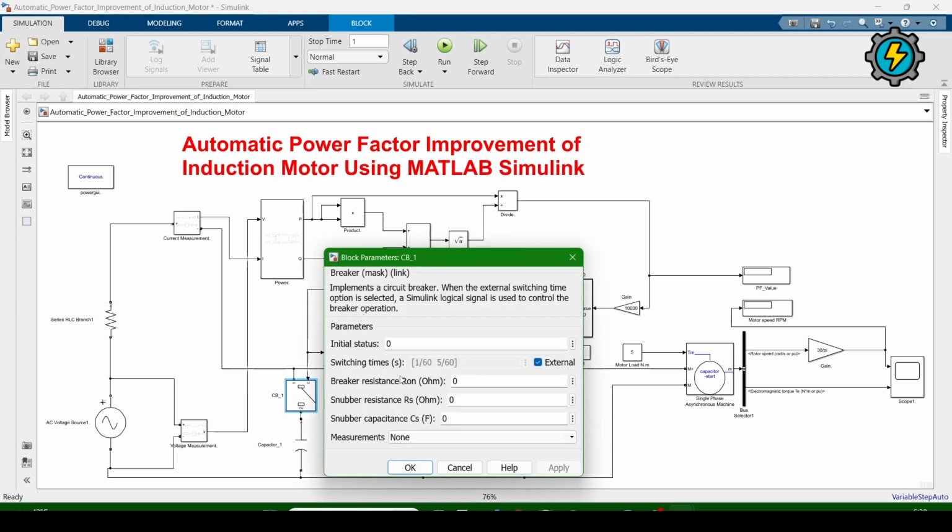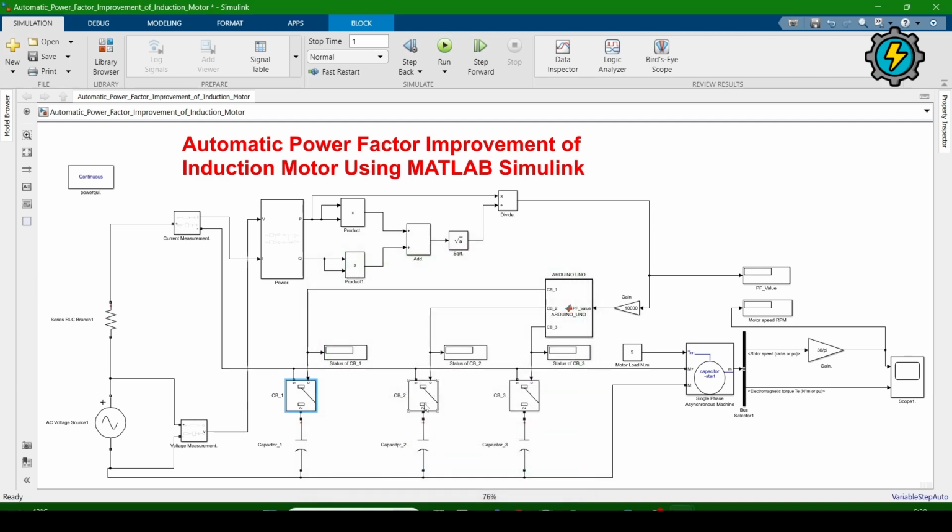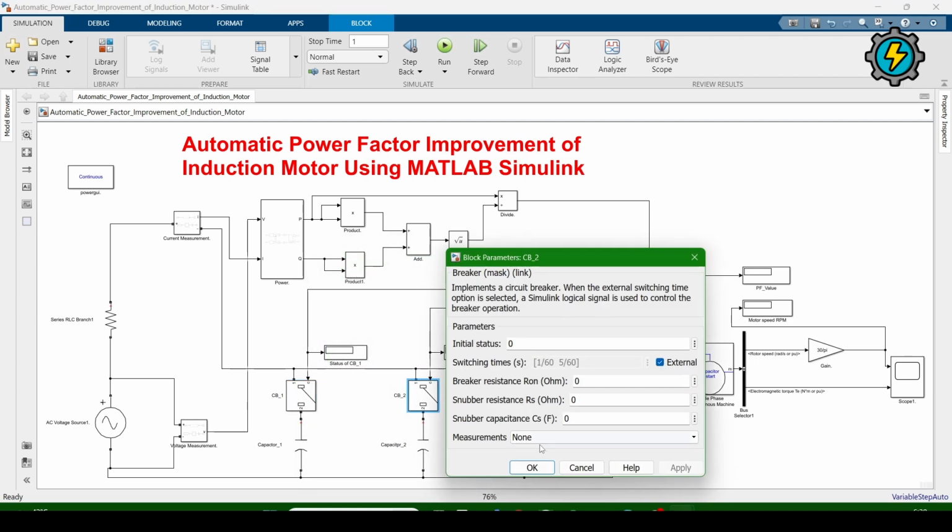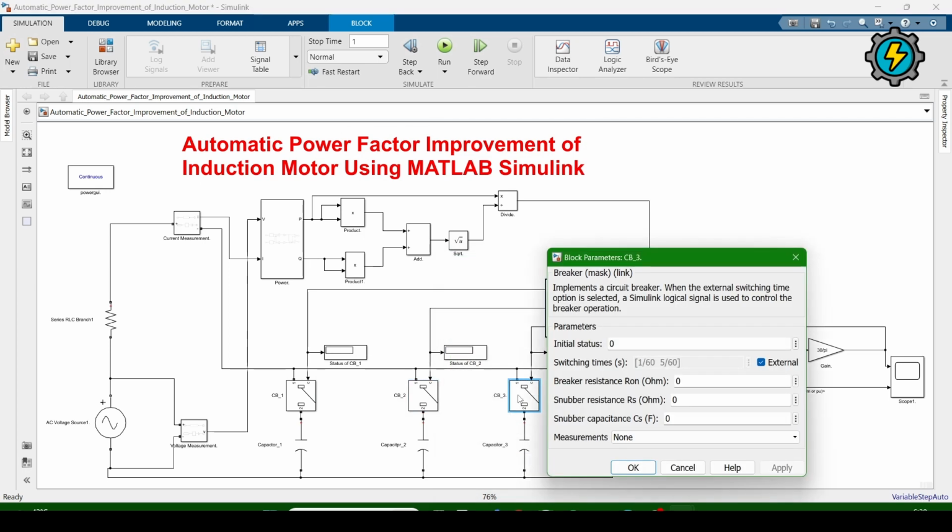Now this is the circuit breaker. Its initial status is 0. It means initially this circuit breaker is open. Open means its terminals are not closed. The remaining values, the breaker resistance, snubber resistance and snubber capacitance, I set all these values as 0. And also this circuit breaker, and also this circuit breaker.